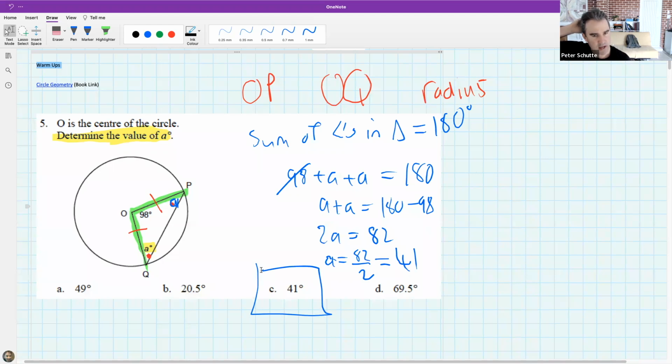So I haven't put the reasons. When we do this topic, whenever we make a statement like this one over here, we would include a reason. But for today, I'm just focusing on the main ideas. So the two main ideas that we used here were, in a circle, you have radii that are equal in length, and a triangle adds up to 180. So that's an important idea for today.